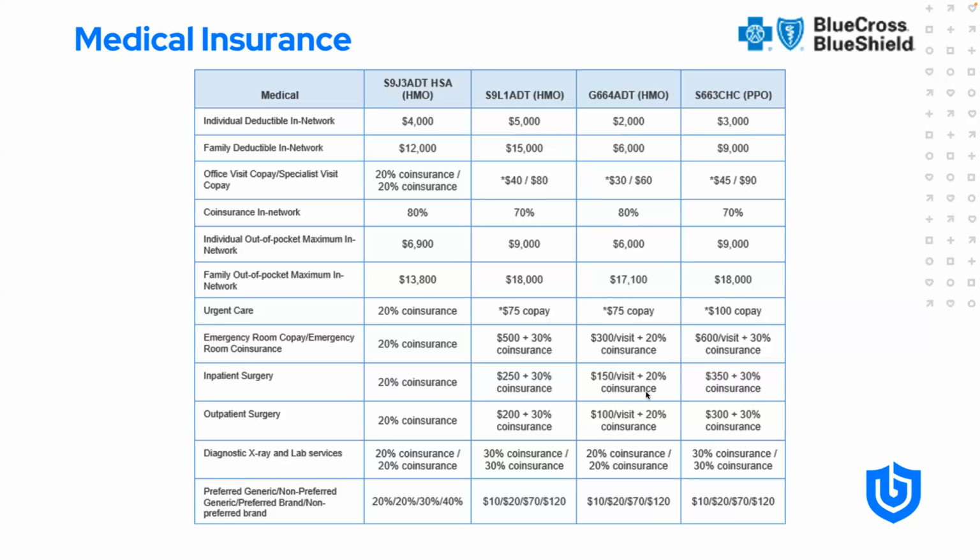So it'd be 20% coinsurance of the $8,000 up to your out-of-pocket max of $6,000. So if you had an inpatient surgery, the max out-of-pocket you're going to pay for that is $6,000. And then after that, everything would be covered at 100%.